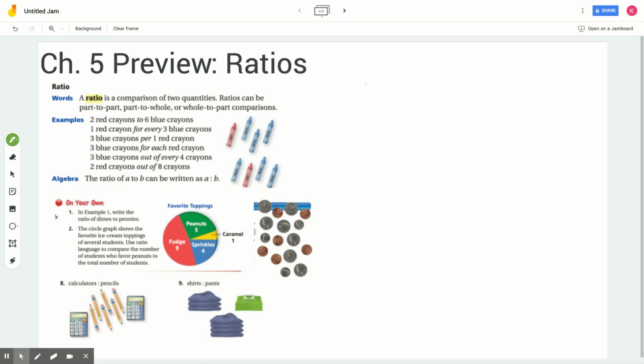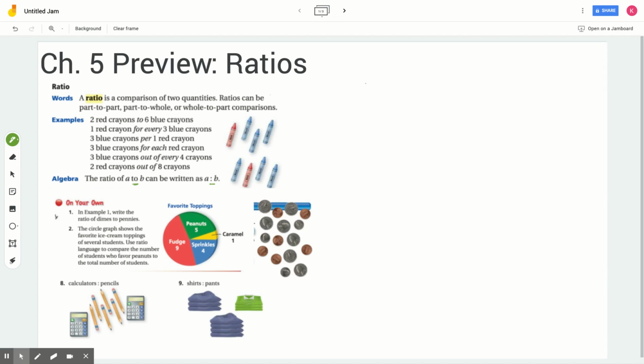So here you see some examples. 2 red crayons for 6 blue crayons, 1 red crayon for every 3 blue crayons, and so on. So these are how we can compare them. If we're using algebra, the ratio of A to B can be written as A to B with a colon. So we can either use the 2 dots, the colon, or we can use the word "to".